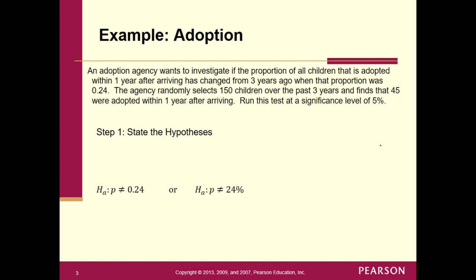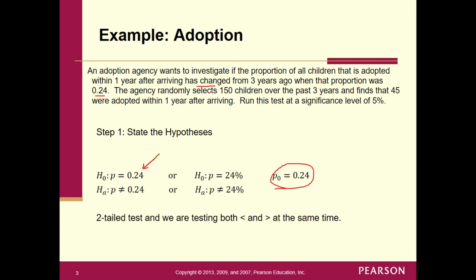All right, so we decided it was a two-tail test, right? And 1 year after it has changed from what? When the proportion was what? 0.24. And so P is not equal to 0.24 for the alternative. Or you can say P is not equal to 24%. It's up to you. The null hypothesis would be P is equal to 0.24, or you could say equal to 24%, but clearly P sub 0 is 0.24. So that value right there is P sub 0.